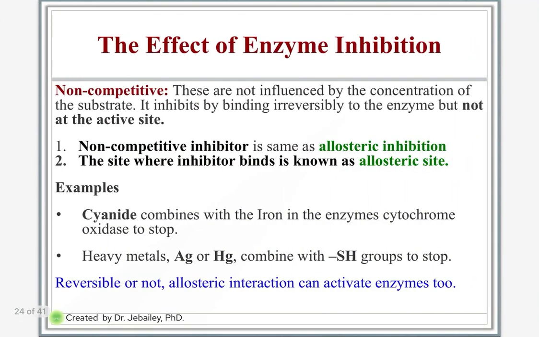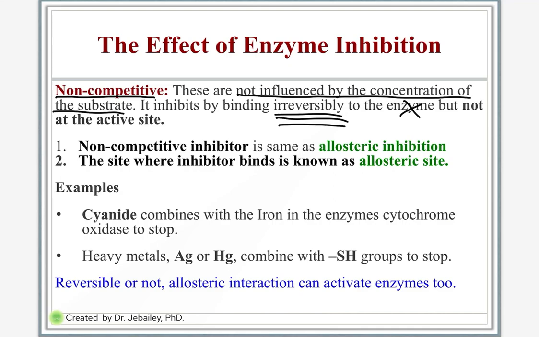Now, with that, we can go to the second type of inhibition, which is the non-competitive. This is not influenced by the concentration of the substrate. You don't care. You can have millions of substrate. It doesn't matter. Why? Because this non-competitive inhibitor is not going to touch the active site and make it worse. It's irreversible. Once you attach, it's forever attached to the enzyme, and that means the enzyme will never work again.